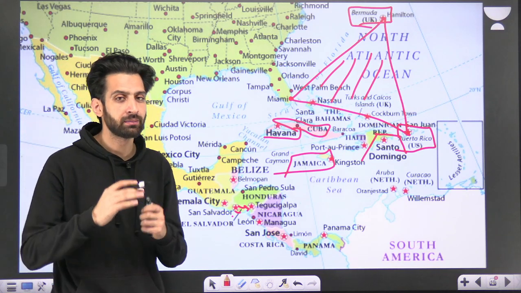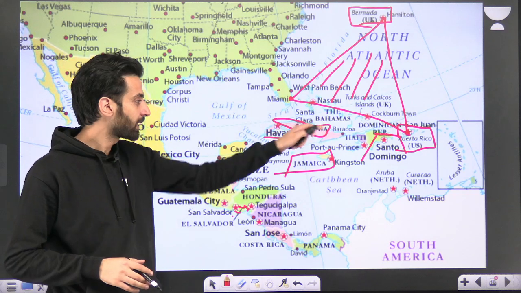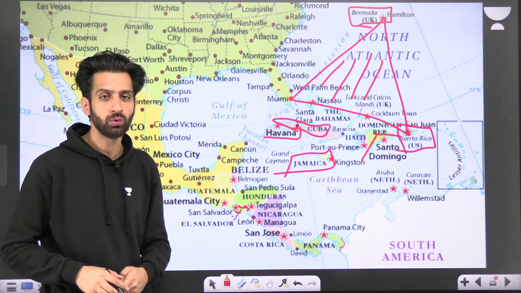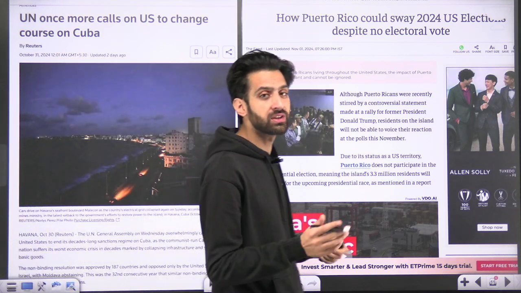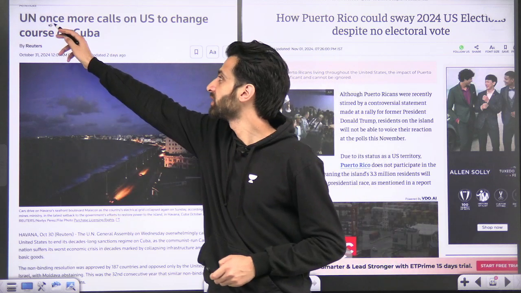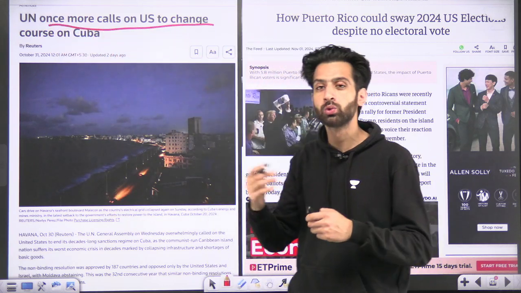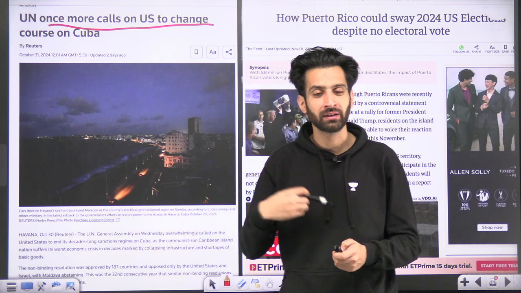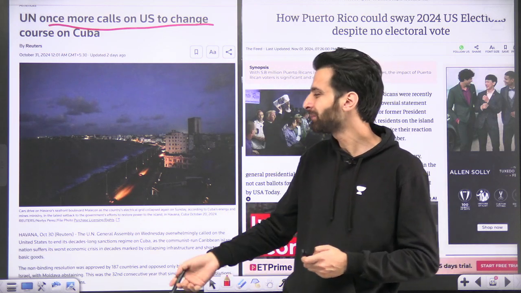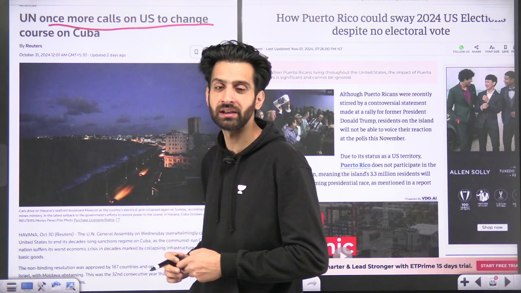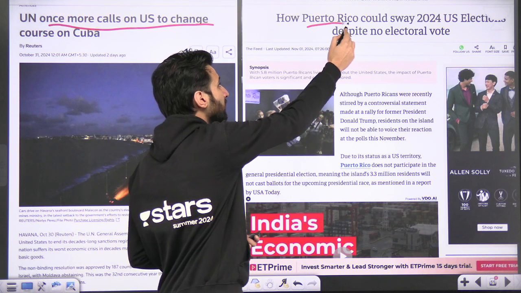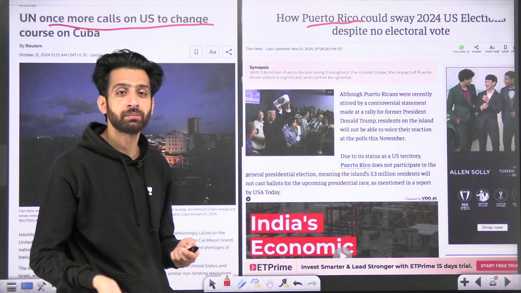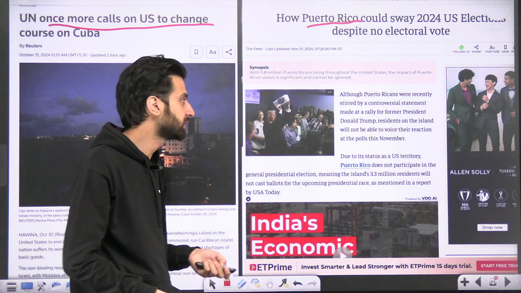Some of the Central American countries we have discussed, some of the island nations we have discussed. I hope you understood all these things. Now, this is the news that I was talking about recently, a couple of days back, where United Nations again called on US to change course on Cuba, where they were talking up to remove the sanctions and other things from Cuba. But again, there was no result out of it. Then we go to the other news of the Puerto Rico, where I was mentioning how a problem arose in Pennsylvania region where some of the issues did go up.